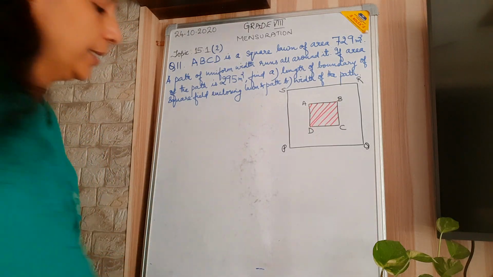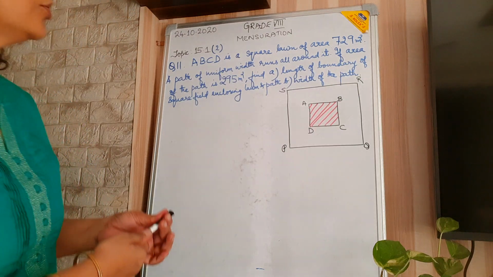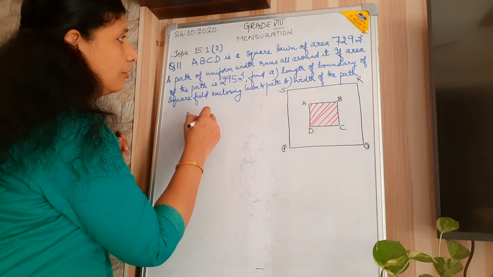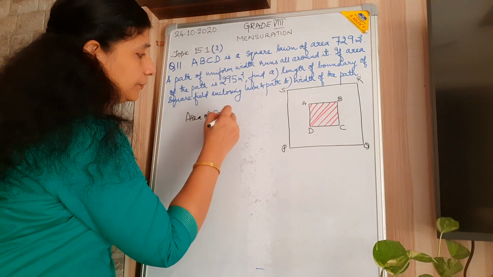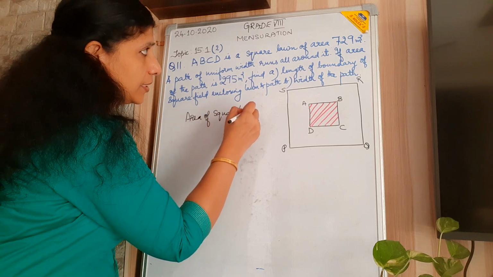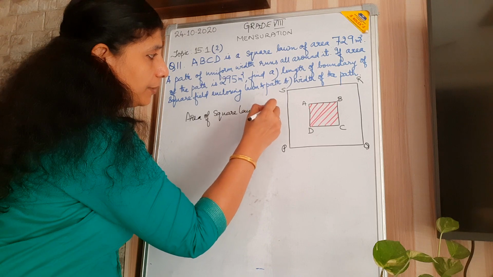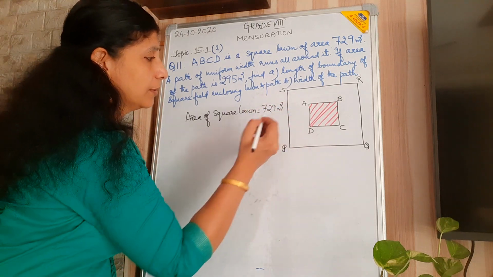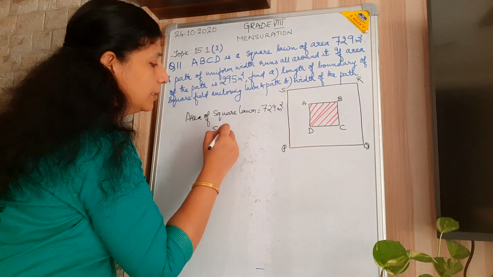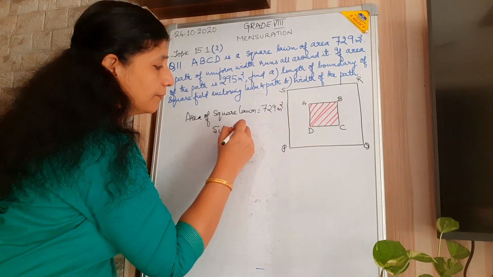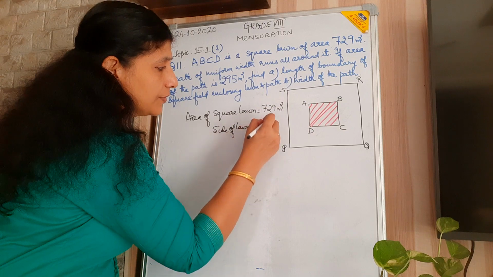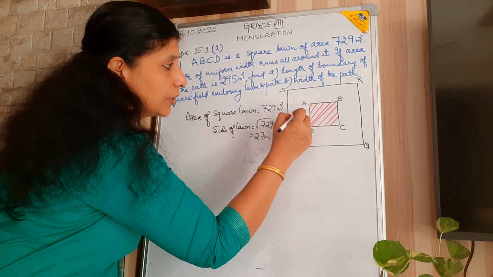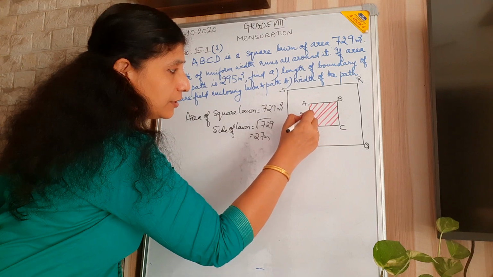The procedure is that first the area of ABCD is given. The area of the square lawn is given as 729 meter square. So what is its side? It is the square root of this. So the side of the lawn is the square root of 729. It is 27 meter.